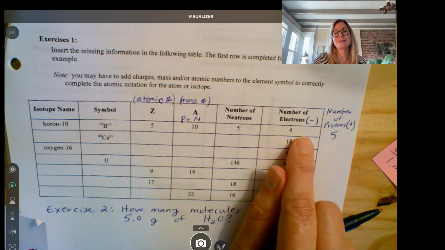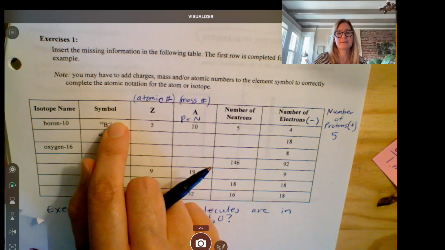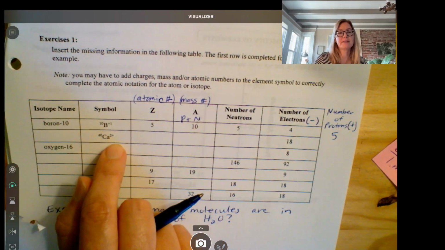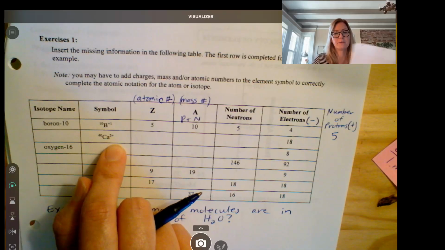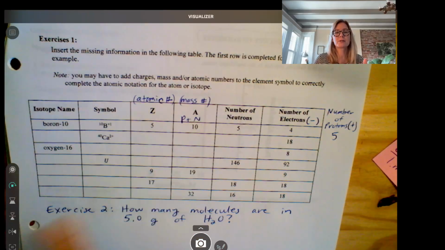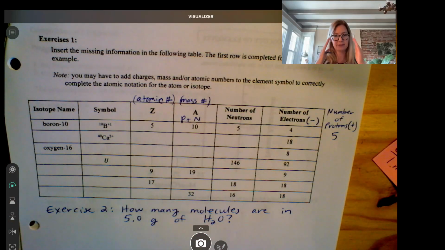So that means it lost an electron. So 5 positive and 4 negative adds up to 1 positive, okay? So let's try this next one together, okay? Each of these rows gives you just enough information to fill in everything else.